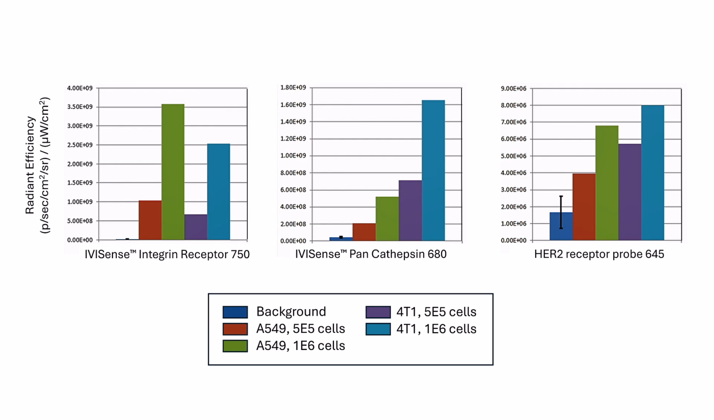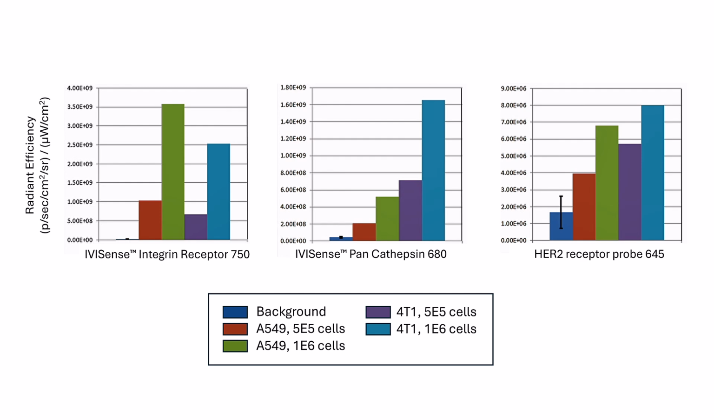As you can see, IVIS integrin receptor 750 has a slightly higher affinity for A549 lung cancer cells, but binds both A549 and 4T1 to a high degree. The reverse is true for IVIS pan-cathepsin 680, showing higher affinity for 4T1. But both cell lines are clearly detectable above background, particularly at higher cell concentrations.